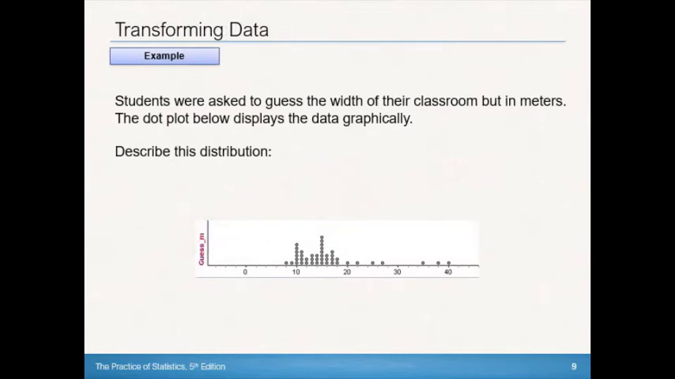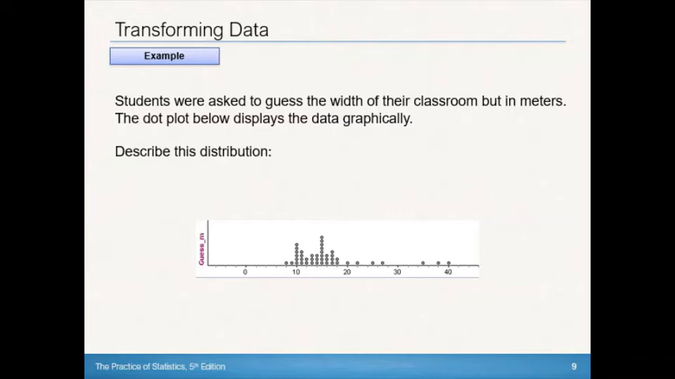All right, so this one's pretty straightforward, but let's say I asked everyone in class, assuming we were actually in a classroom, what is the width of our classroom in meters? And then these are the guesses. So this is a dot plot of all of the guesses of everybody. So some people guessed as low as 8 meters, and some people guessed as high as 40 meters, right?